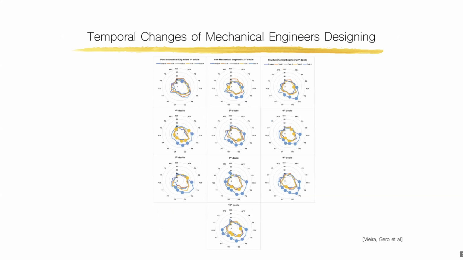We increasingly focus on time. So this is dividing design sessions, this is for mechanical engineers, into deciles. So the sessions are divided into tenths, and we look at the behavior in each of those deciles. And the blue dots here represent where there are statistically significant differences across tasks. And we can see how this changes over time.